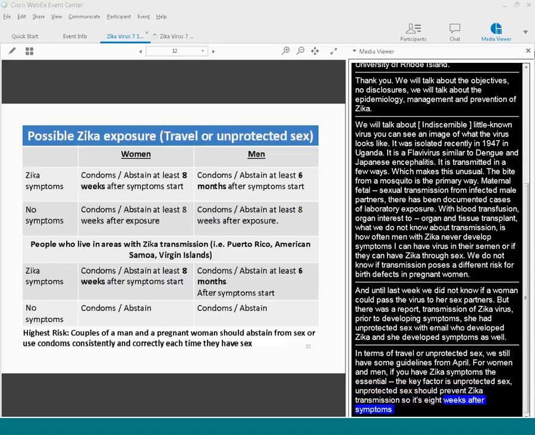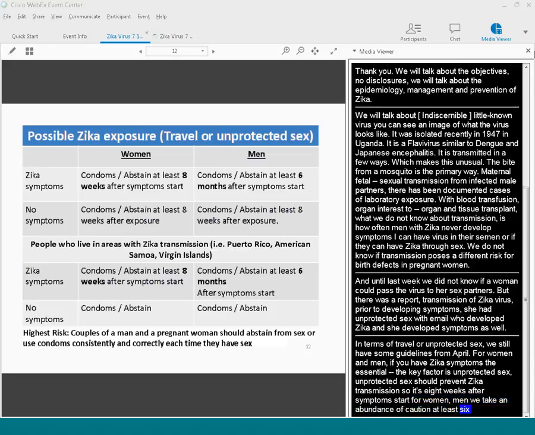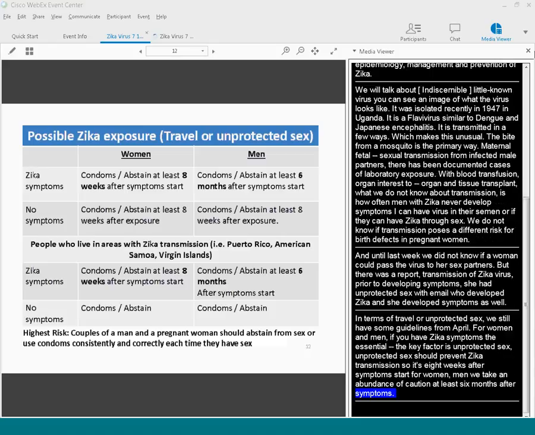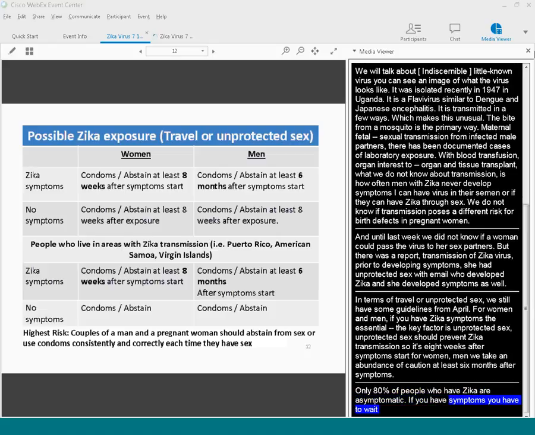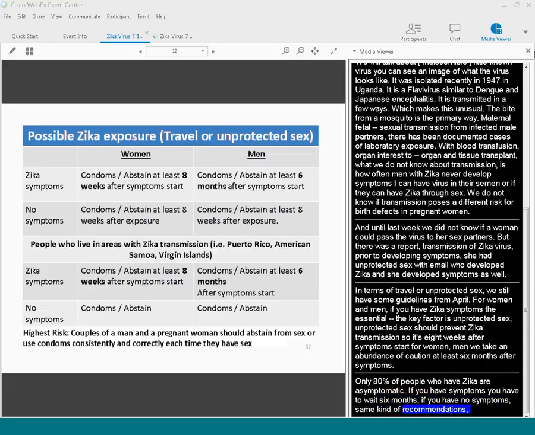So if a man has symptoms, and remember, only 20% of people who have Zika are symptomatic, you have to wait 6 months. Zika virus has been detected in semen for up to, I think, about 40 days. If you have no symptoms, it's the same kind of recommendations. Again, abundance of caution. These may change with that new female-to-male transmission, but right now, it's 8 weeks after exposure for both women and men.